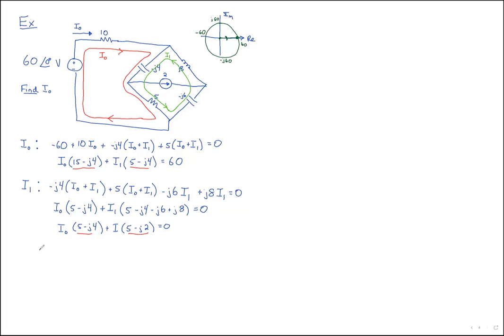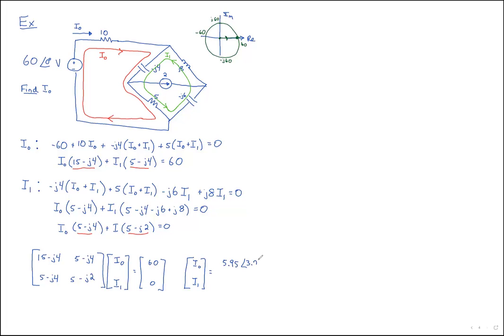So let's write that matrix. We've got 15 minus J4, 5 minus J4, 5 minus J4. So these two are these top two, and then these bottom two are going to be these bottom two, 5 minus J2. And all that is I naught and I1 equals 60 and 0. Placed in your calculator and solved, keeping it in degree mode and in complex polar mode, gives you your I0 and I1 equaling this.